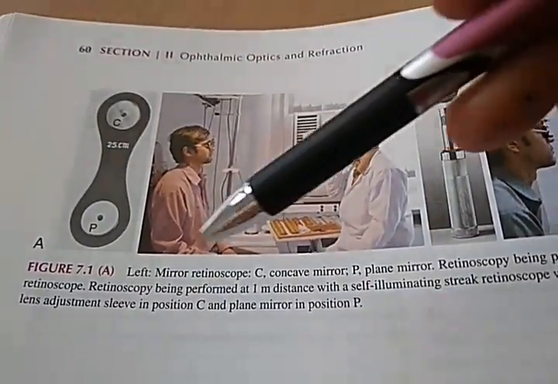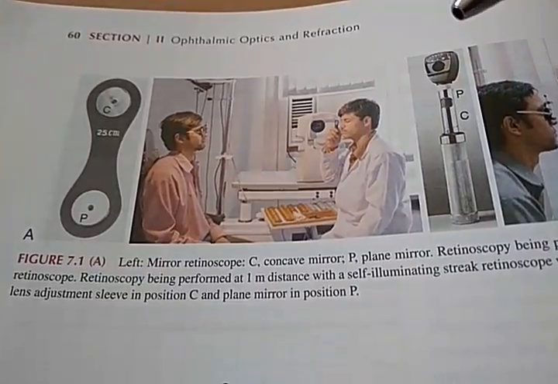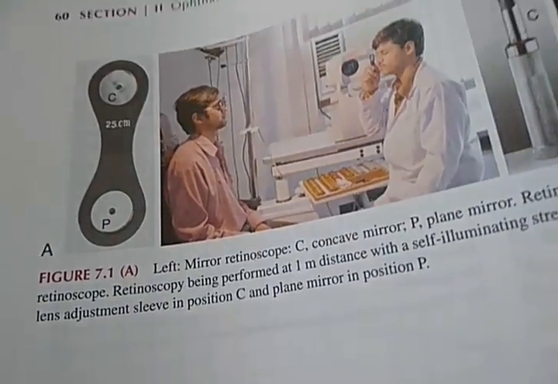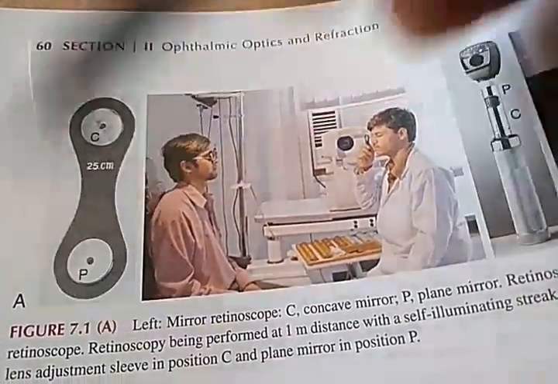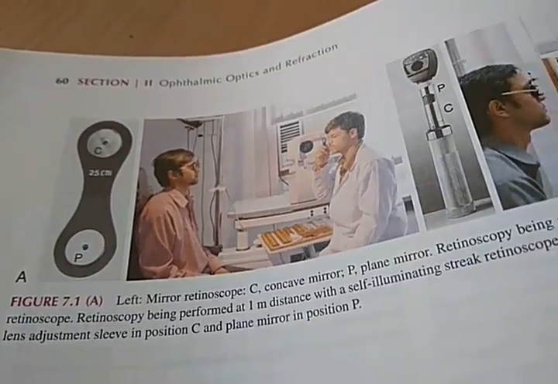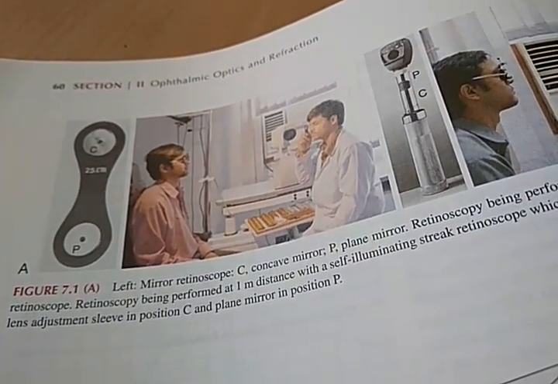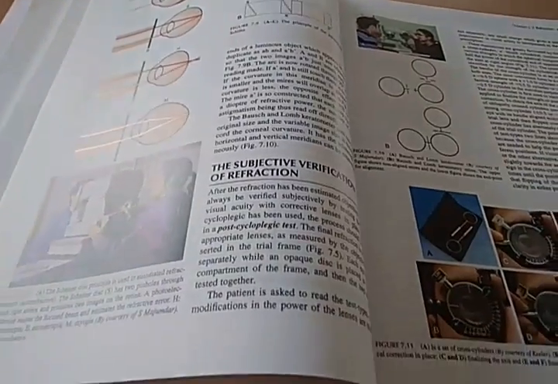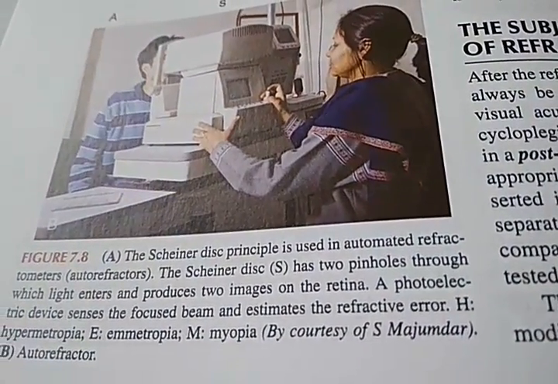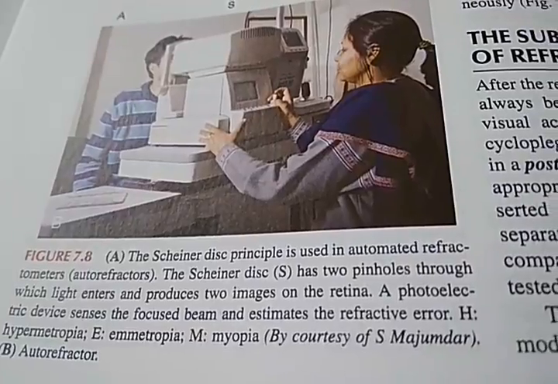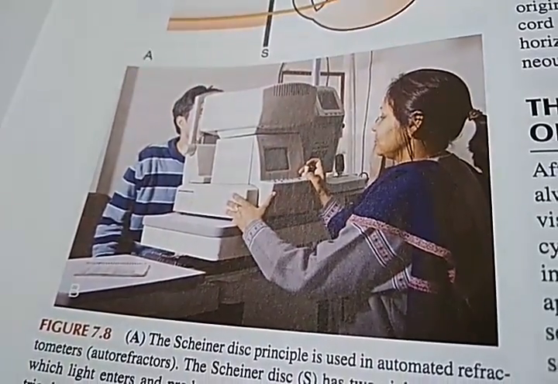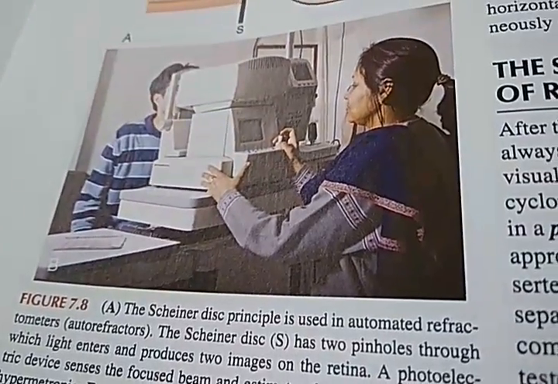What is this? Mirror retinoscope. Guys, what do you think C is? C and P. C is concave mirror and P is plane mirror. So it's a retinoscope, retinoscopy being performed. Look at this, so many images here. What is this? Disc principle. It's used in automated refractometers. AR, they will write AR, right? That is the automatic refractometers, guys.